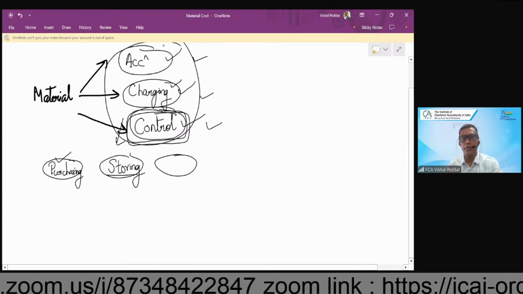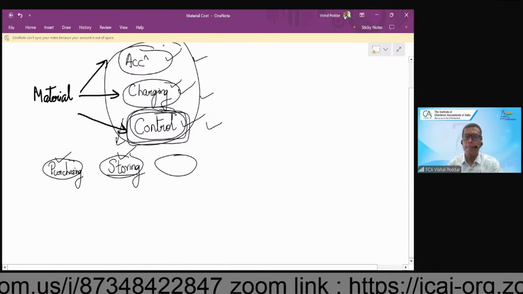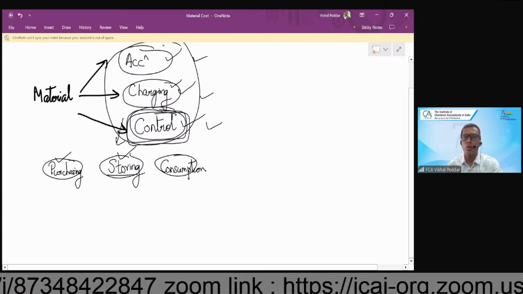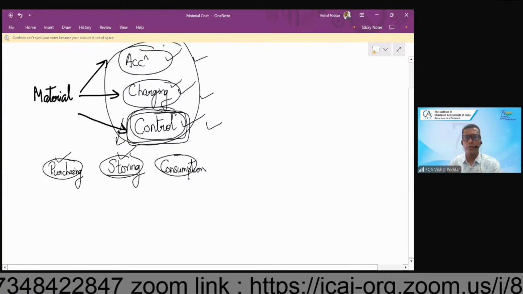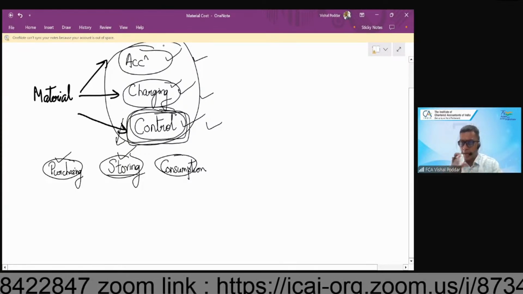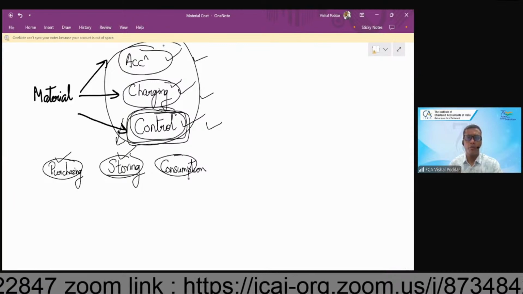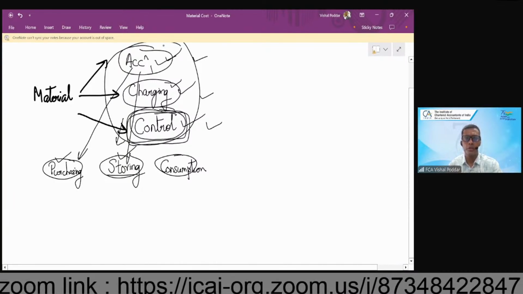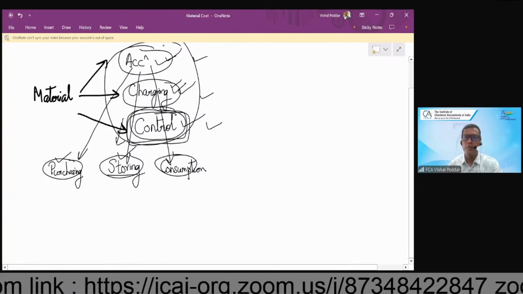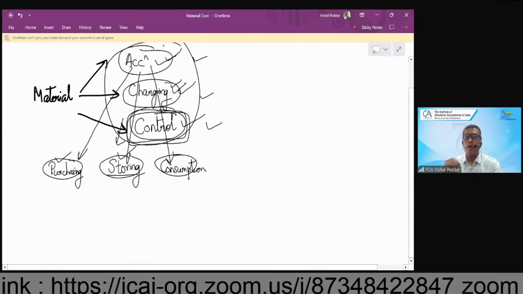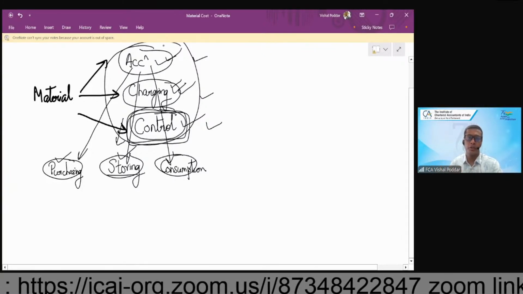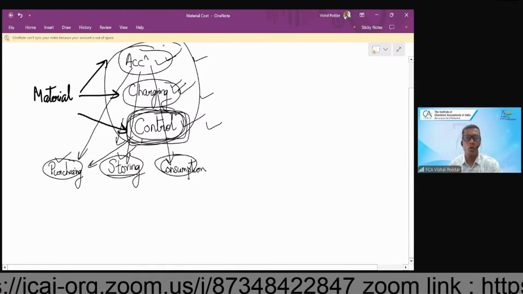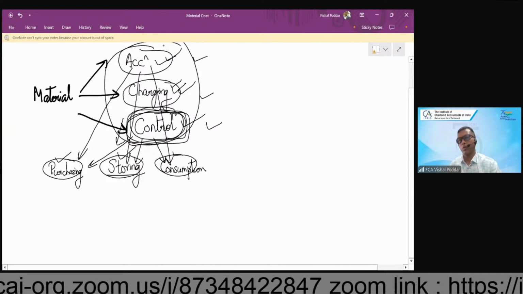The procurement, that is purchasing, storage, and finally, the utilization of this material into your final product, into the production process, that is consumption. Now, why am I highlighting this? Because when we have to study accounting, we need to study accounting for all the three functions. When we see charging, we have to see how material would be charged, keeping the three functions in mind. And again, when we have to control, we have to ensure that all three things are controlled.